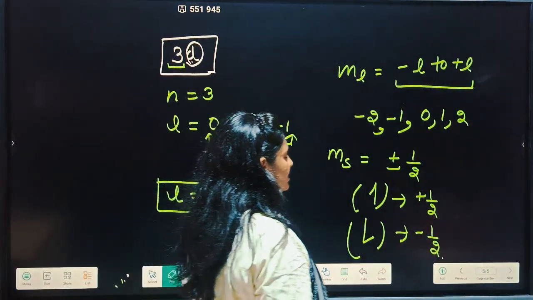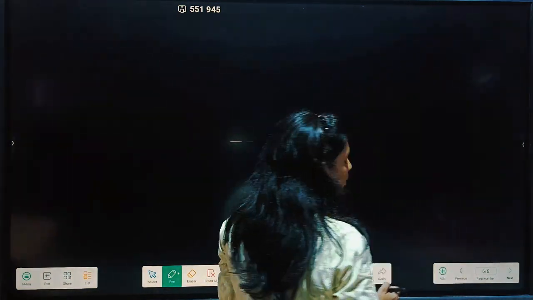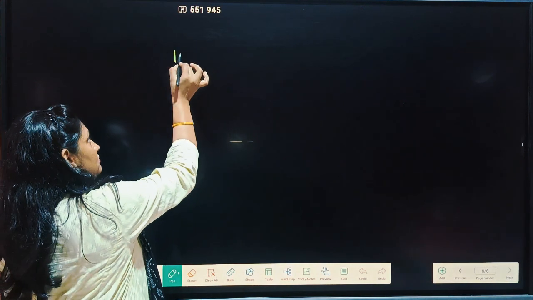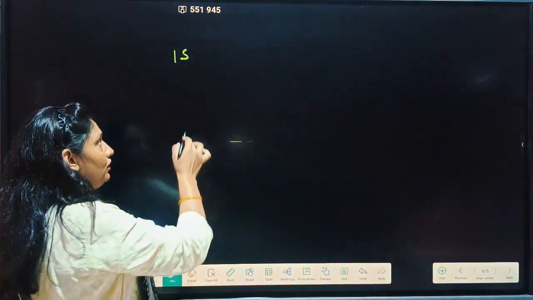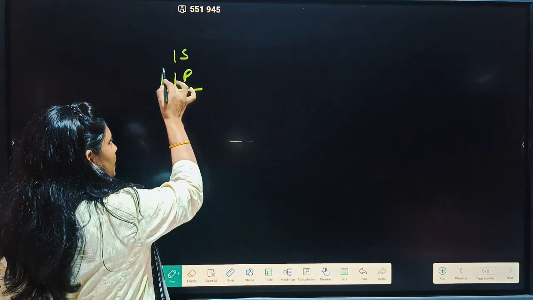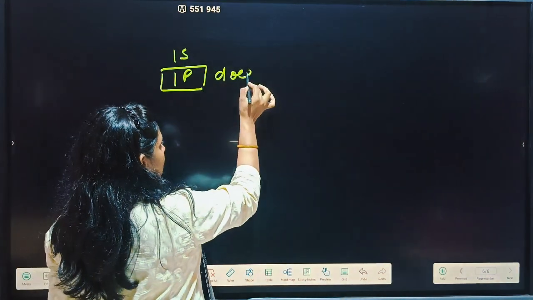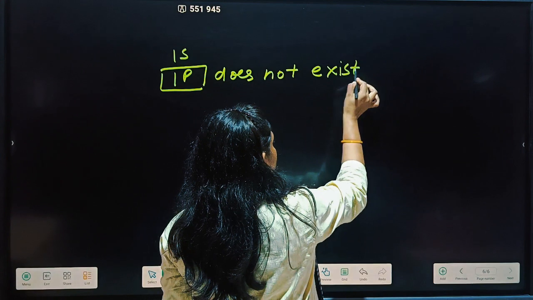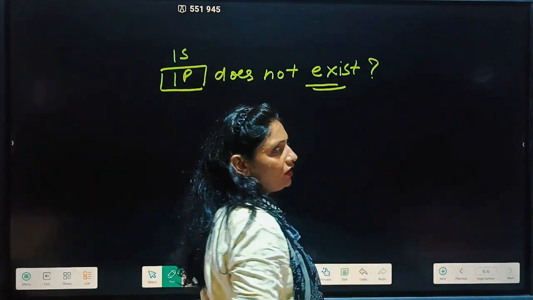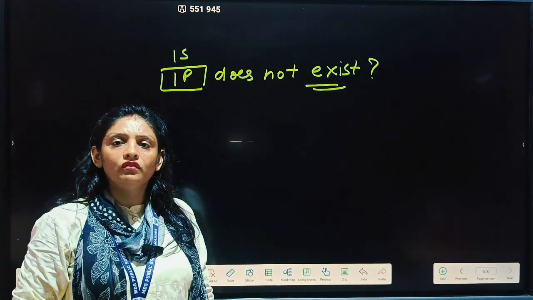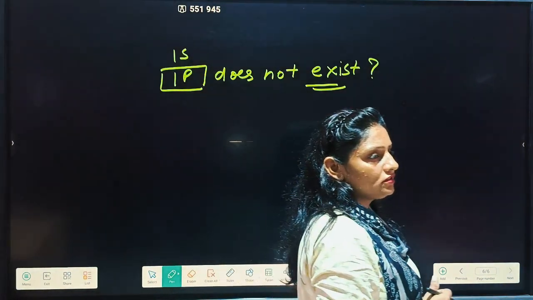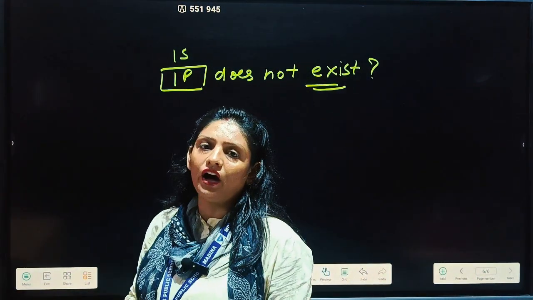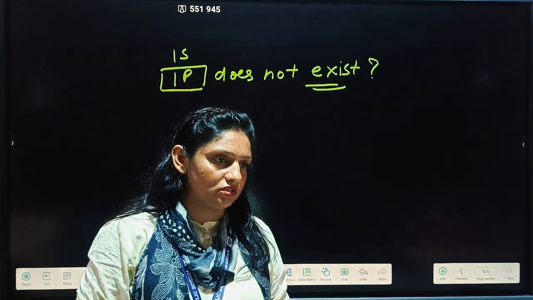Students, some orbitals do not exist. Like that, we write 1s, but students, 1p we can't write. It does not exist. In this way, a question can also be asked: why does 1p not exist? Why does 2d not exist? So on the basis of quantum numbers, we can give answers to this type of question.